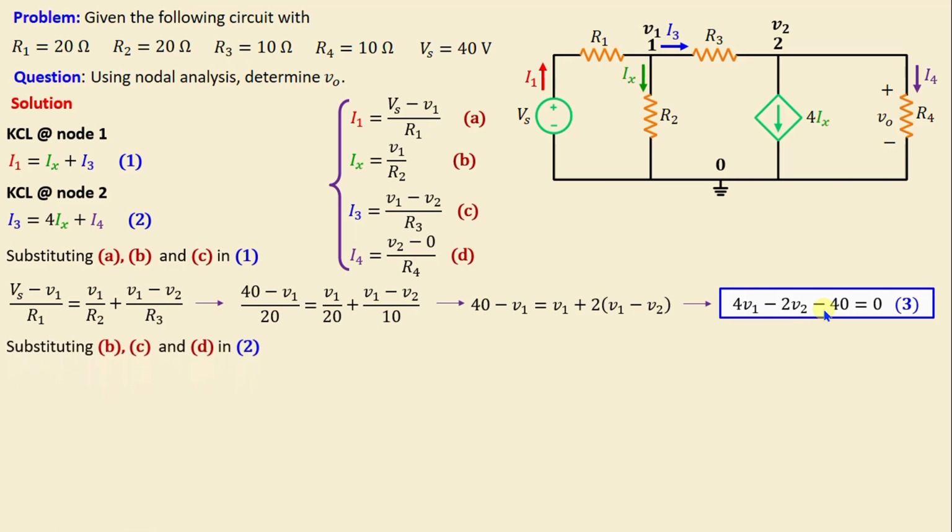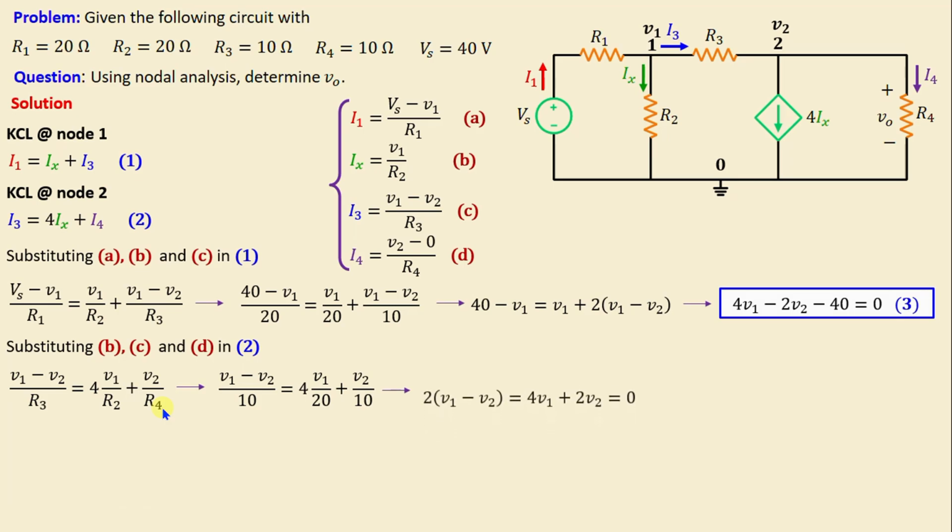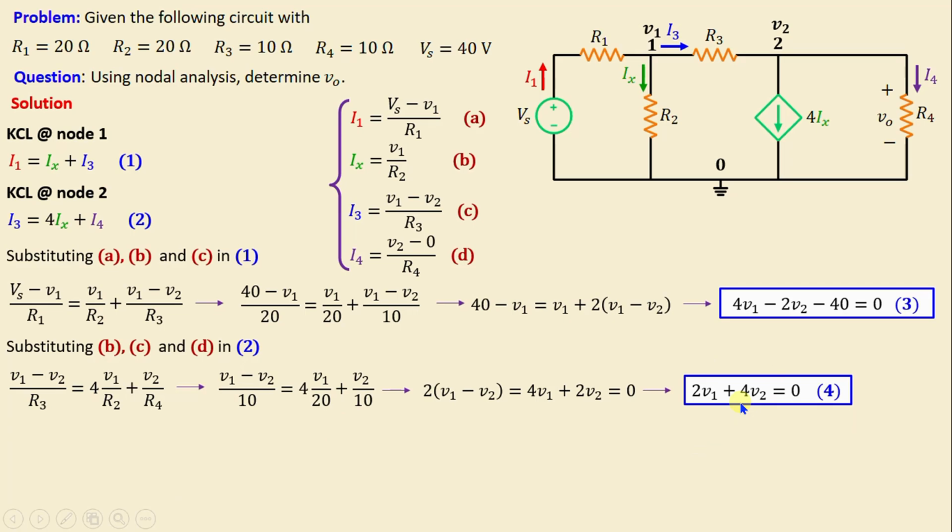And now by substituting equations B, C, and D in 2, we can write V1 minus V2 over R3 is equal to 4V1 over R2 plus V2 over R4. And if we replace the resistors with their numerical values, we obtain this equation. And if we continue simplifying this equation, we obtain 2V1 plus 4V2 is equal to 0.